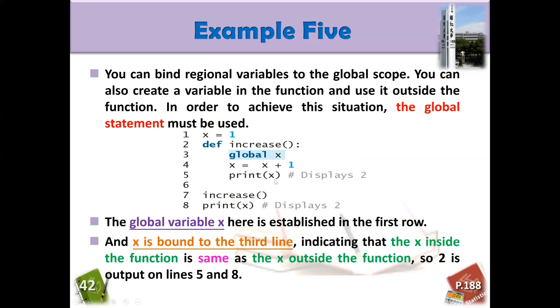So when you want the function's value to be changed, you have to declare the local variable as global inside. So make the local variable become a global variable, then it can be called outside. So the global variable x here is established in the first row, and x is bound in the third line, indicating that the x inside the function is the same as the x outside the function. So it is global. So finally, 2 is the output on lines 5 and 8. So it will be 2, and it is also 2, no longer 1 here.